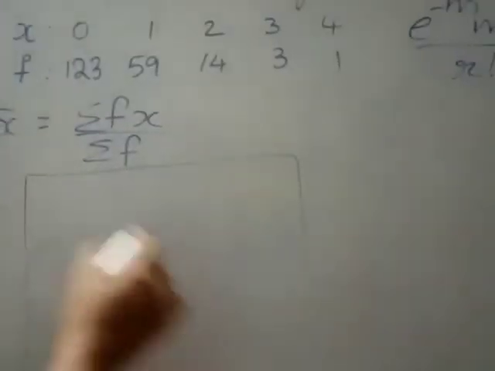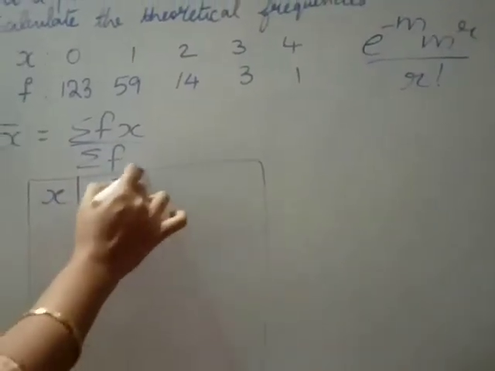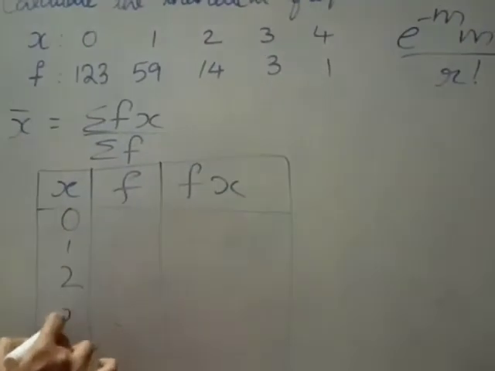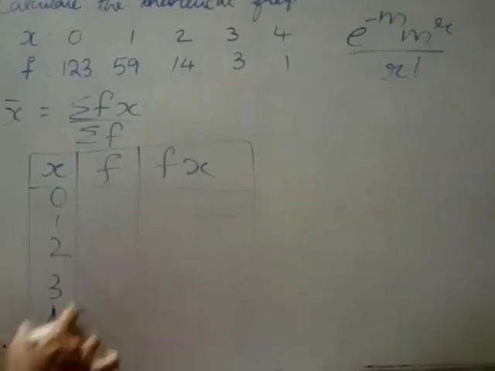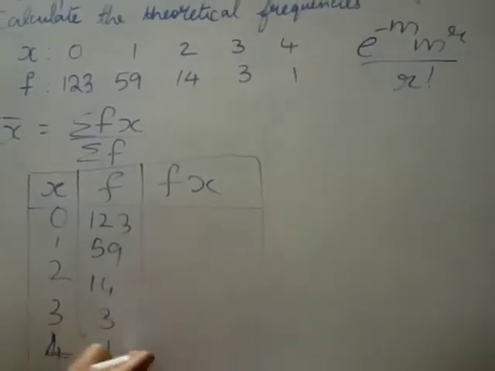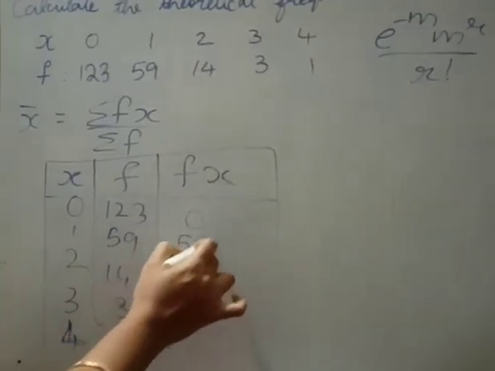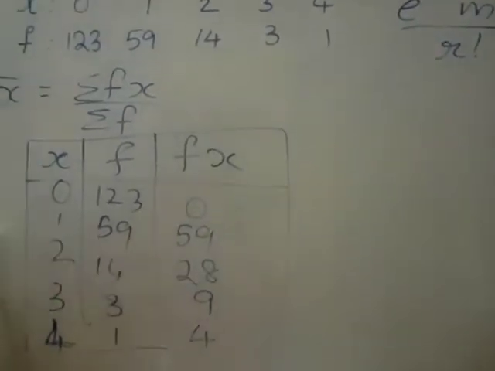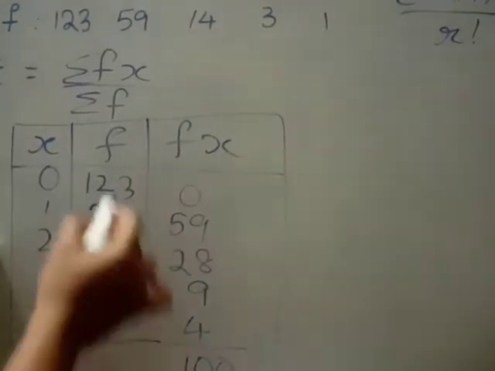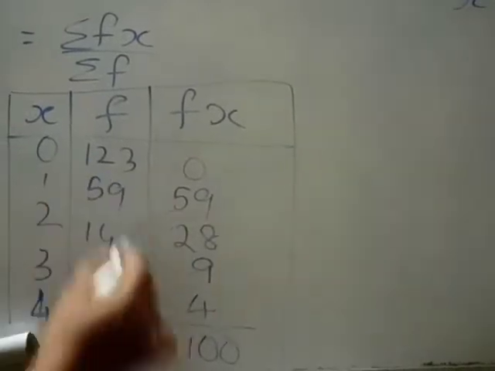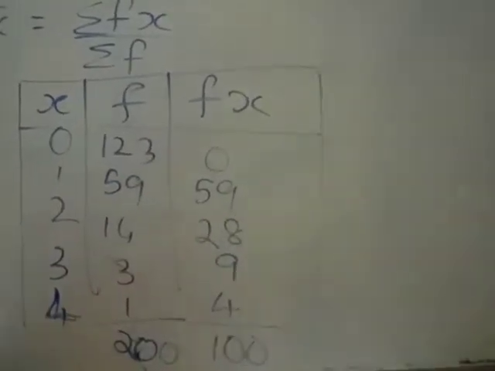So the data they have given, we can construct in a table with x, f and fx. What are your x values? 0, 1, 2, 3 and 4. Frequencies are 123, 59, 14, 3 and 1. Fx is 0, 59, 28, 9 and 4. Take the total of fx, it is 100. And what is f total? It is 200. Don't make a mistake. F total is 200. Fx total is 100.